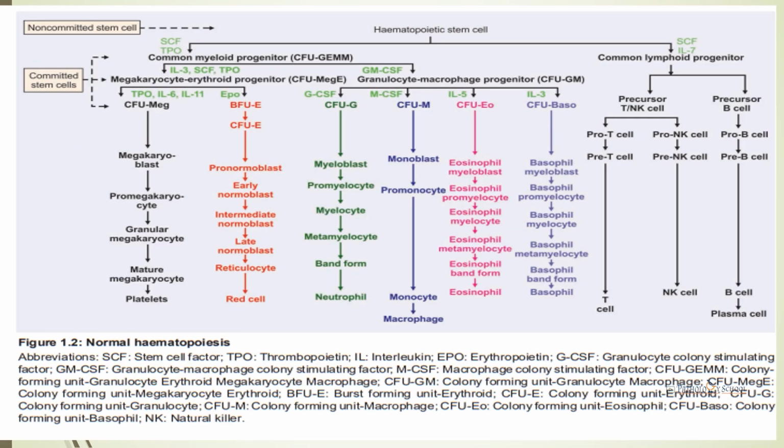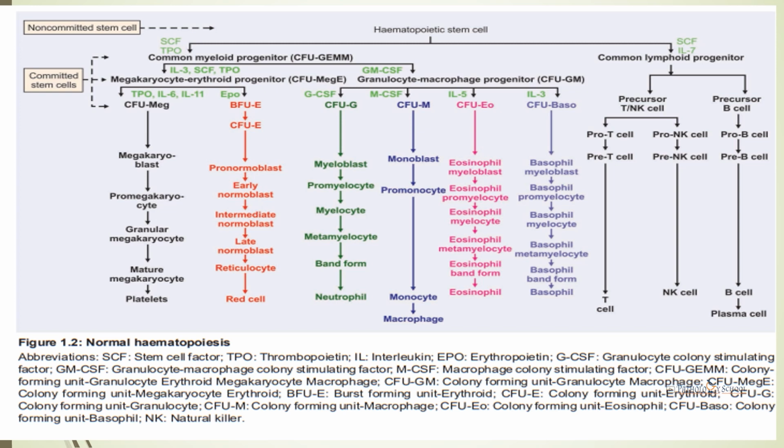From the hematopoietic stem cells, we have the common myeloid progenitor and the common lymphoid progenitor. From the common myeloid progenitor, we have the megakaryocyte erythroid progenitor and the granulocyte macrophage progenitor. From the megakaryocyte erythroid progenitor, the colony-forming unit megakaryocytes develop into the platelets, and from the blast-forming unit erythrocytes, they form the red blood cells. From the colony-forming unit granulocytes, we have the myeloblast, then the promyelocyte, then a myelocyte, metamyelocyte, the band form and the neutrophils. From the colony-forming unit macrophages, we have the monoblast, monocyte and the macrophages.